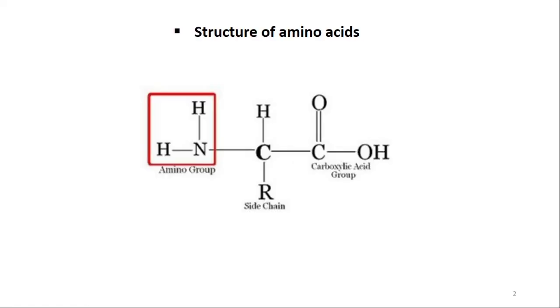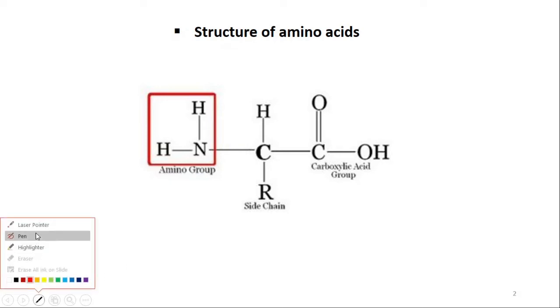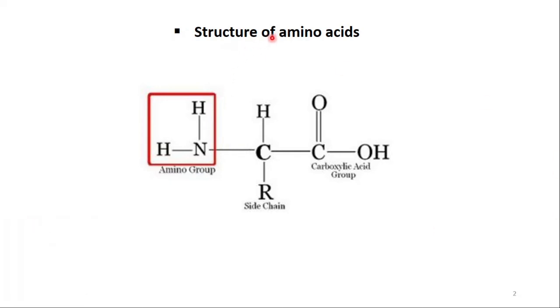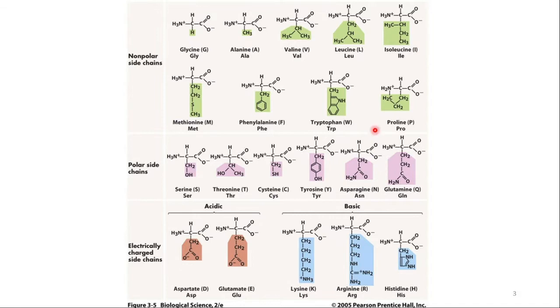We will see what the structure of amino acids is. As you already know, from the term itself, it is amino acid, that means it contains an amino group and an acid group. So this is the general structure of amino acids. Any chain with an amine and COOH in the same molecule can be called an amino acid. So these are some examples of amino acids.